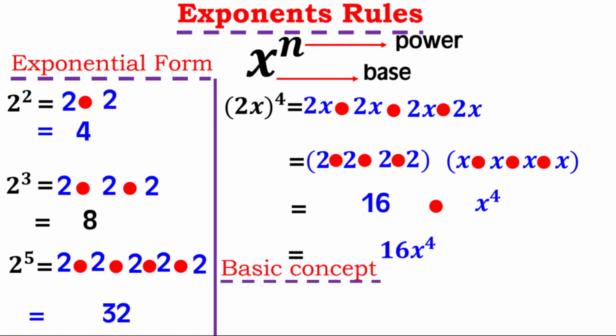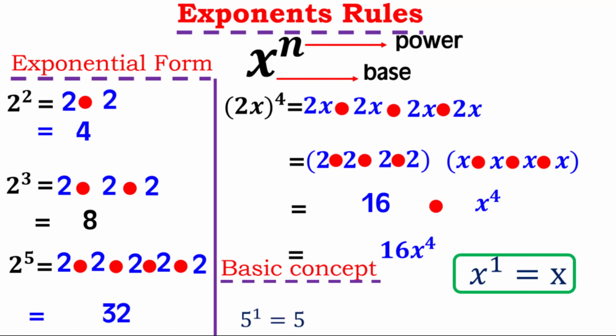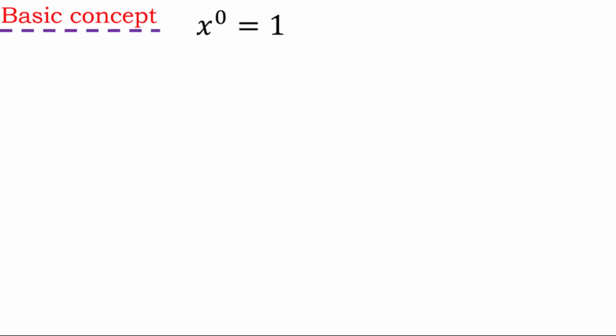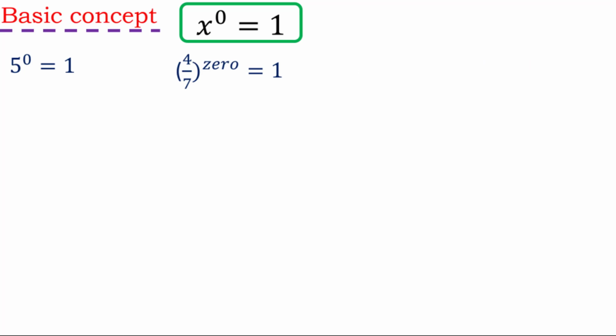The basic concept, the first concept: if we have any number like x raised to the power 1, it equals the same number. For example, 5 raised to the power 1 equals 5, and 7 raised to the power 1 equals 7, and any variable raised to the power 1 equals the same variable. The second concept: if we have a 0 power, x raised to the power 0 equals what? Equals 1. So any number raised to the power 0 equals 1, except 0. For example, 5 raised to the power 0 equals 1, and the fraction 4 over 6.